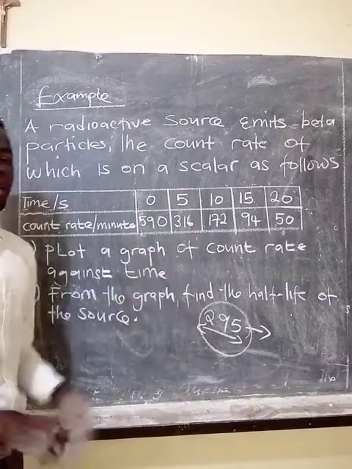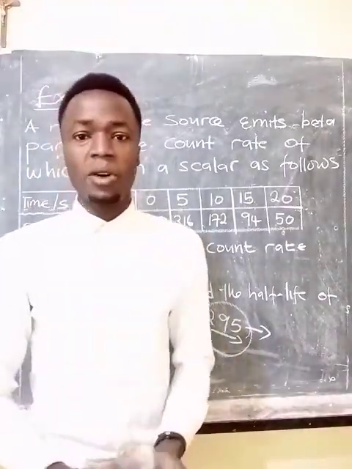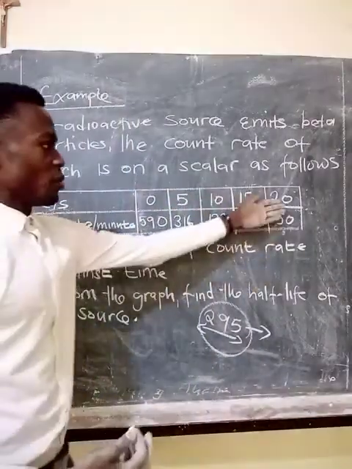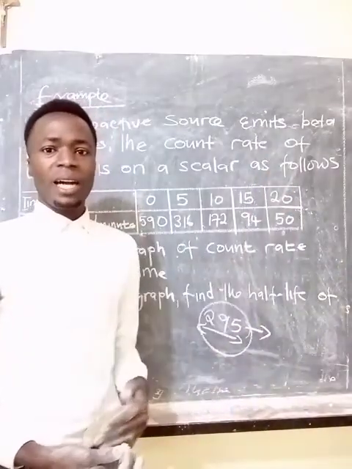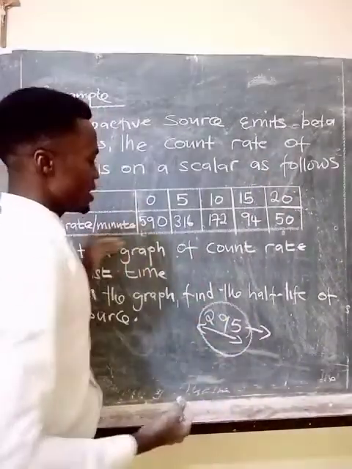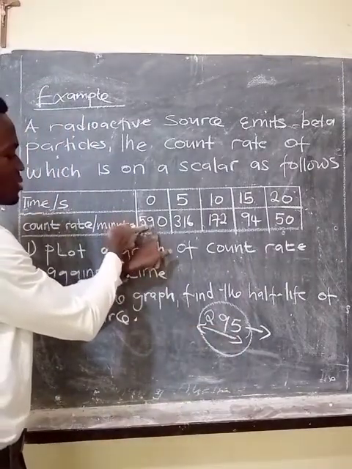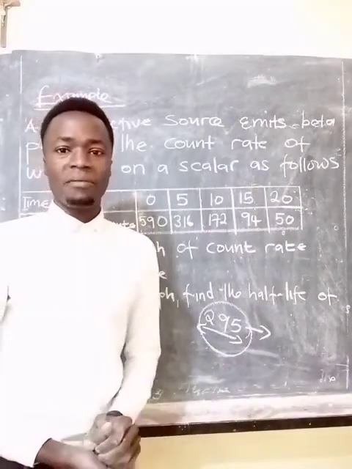So we can use a graphical method to determine the half-life. What is important is just plotting these values. Once you plot the values, then we need to determine the half-life by finding half of the maximum there. Then we draw a line that will give us the half-life there.